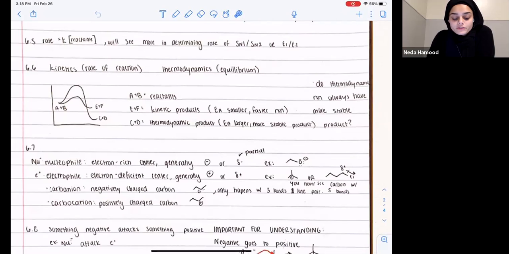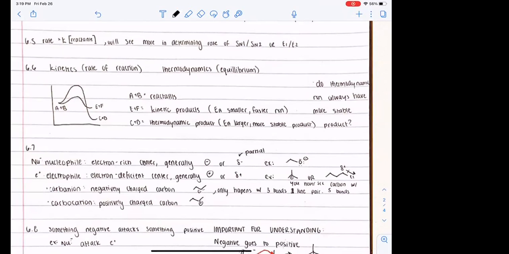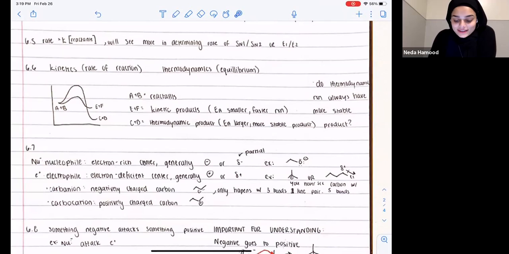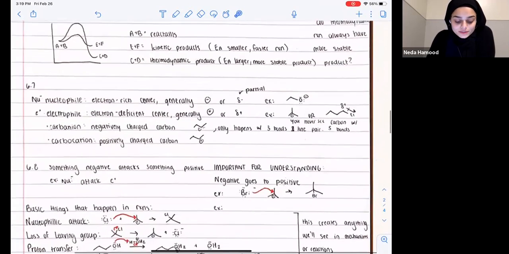But maybe if it had something like this, where the activation energy is the same, and then it was like that, then that would still be the thermodynamic product, and it would also be the kinetic product. Because we have more stable and the activation energy is like that. Cool? Cool. Awesome. So then moving on, we have 6.7.